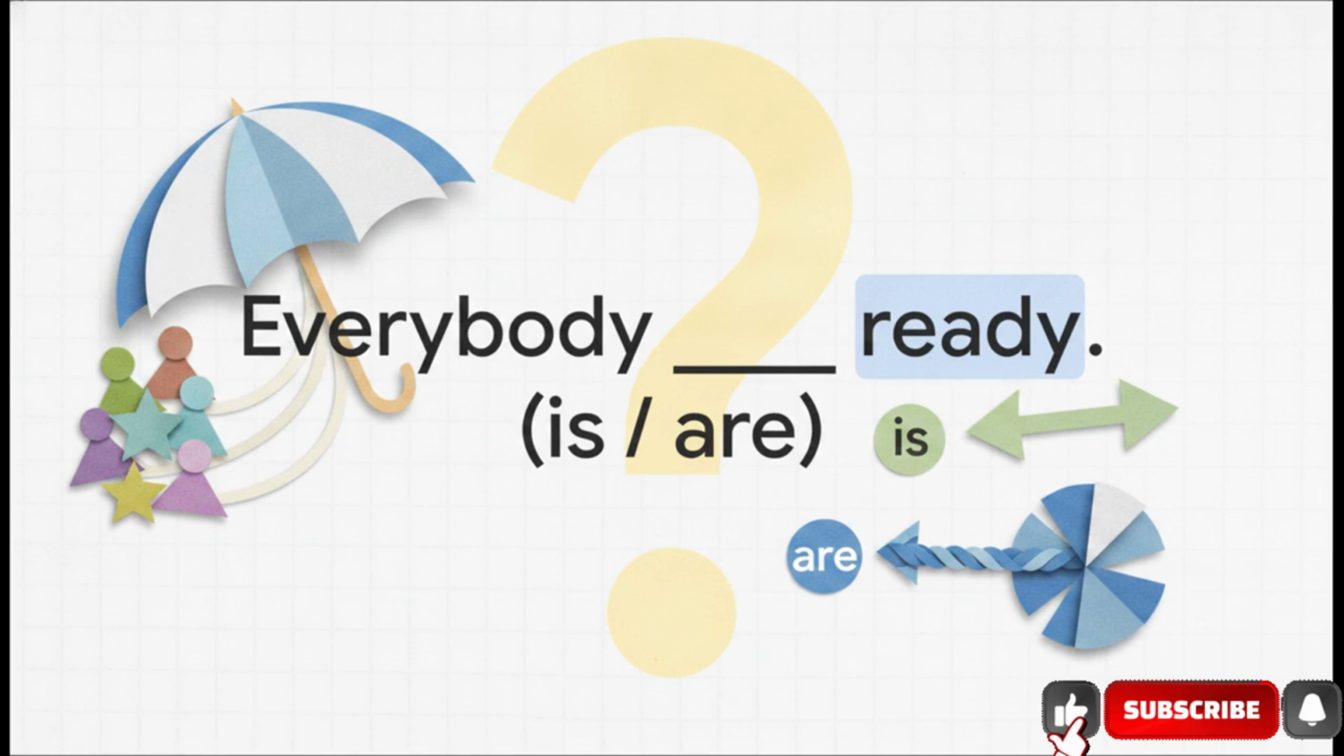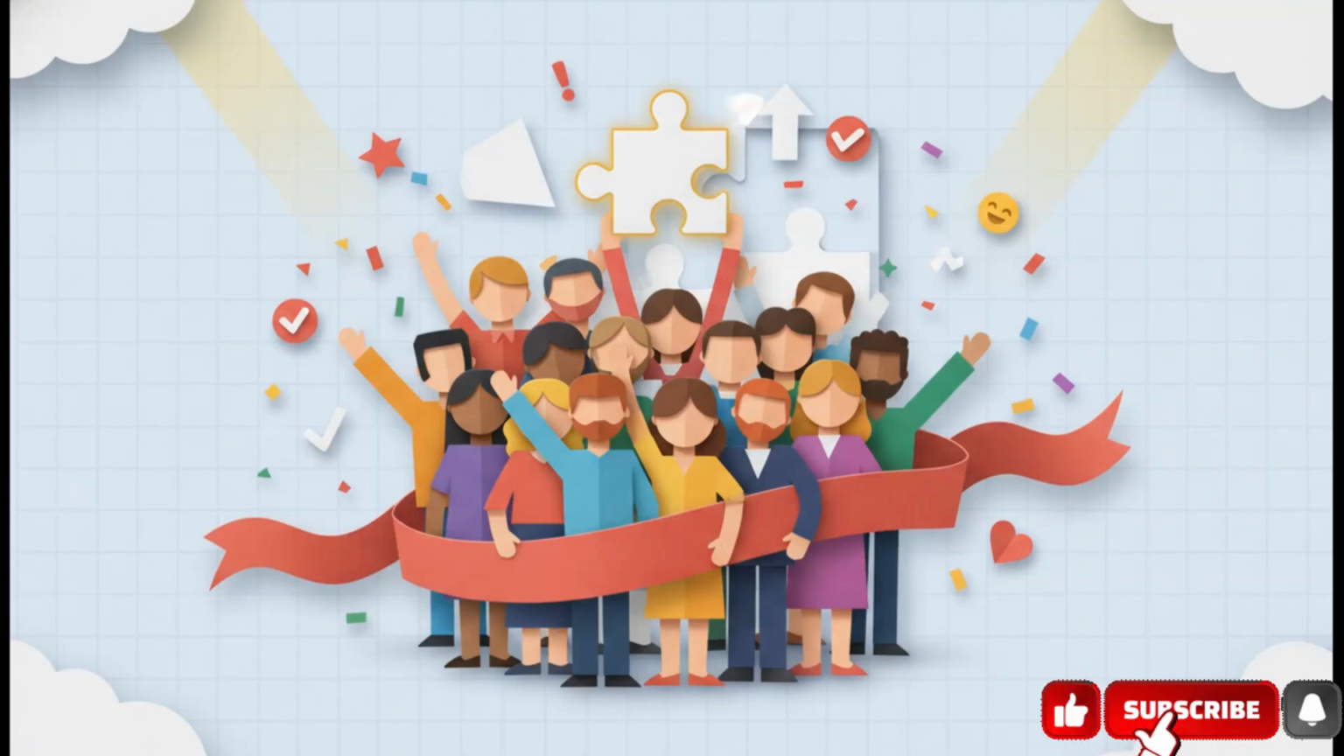Everybody blank ready. Is it is or are? Think back to how we treat those big umbrella words that represent a lot of people. Do they act singular or plural? The correct answer is is. Remember, even though everybody means a whole crowd of people, it acts as a single singular unit. So it's everybody is ready.